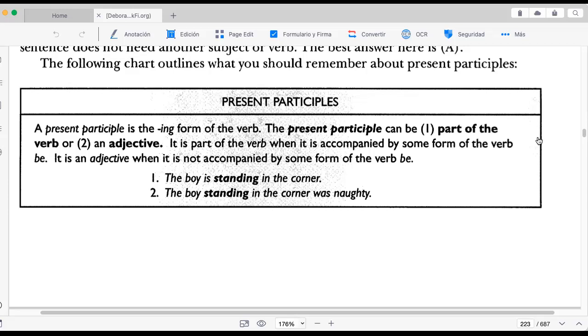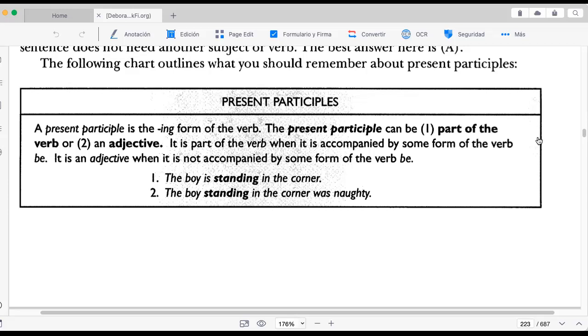Number 1, the boy is standing in the corner. And number 2, the boy standing in the corner was naughty. If we need to explain what will be the difference, okay, the difference is the message that you want to share. I mean, for example, the boy is standing in the corner, the object, or the goal, will be the boy. Where is the boy? He's standing in the corner, okay?